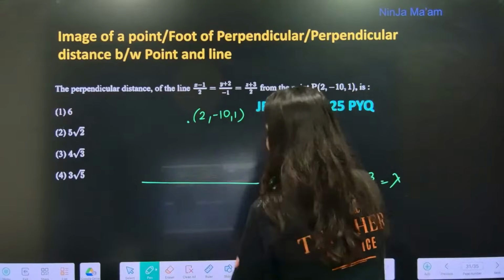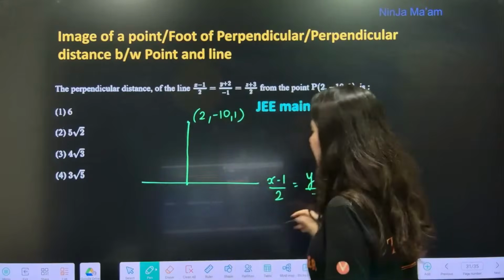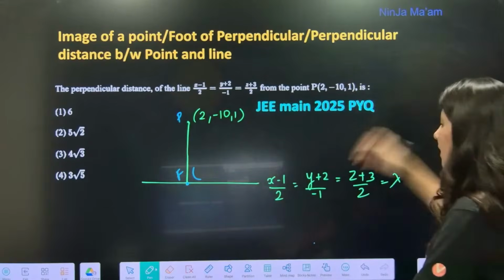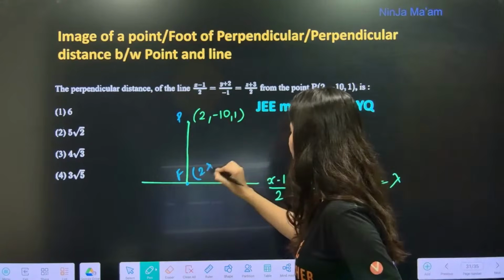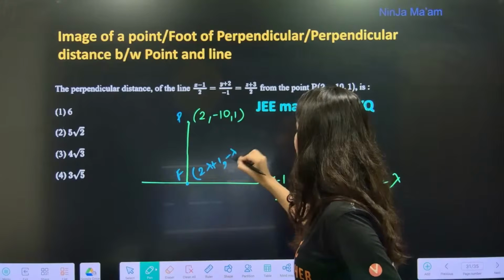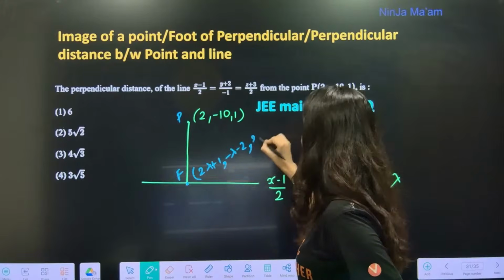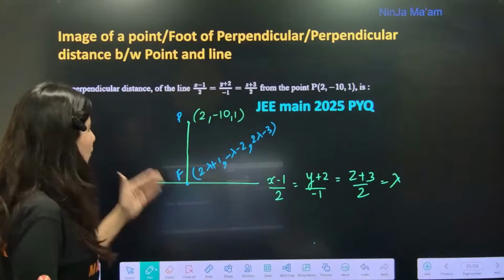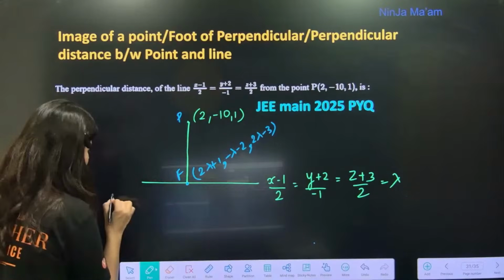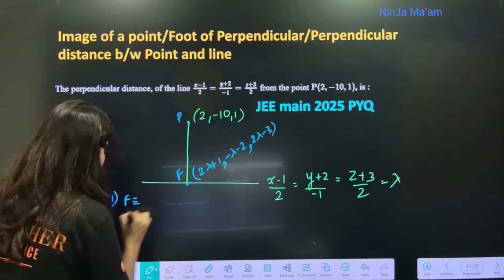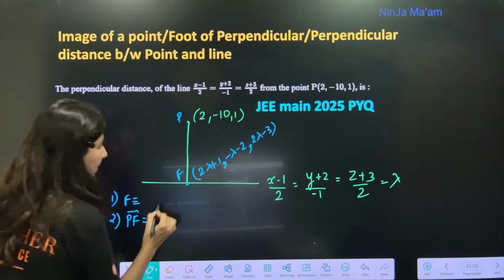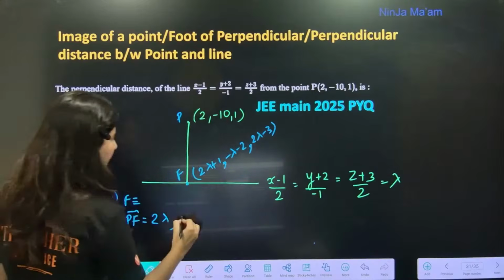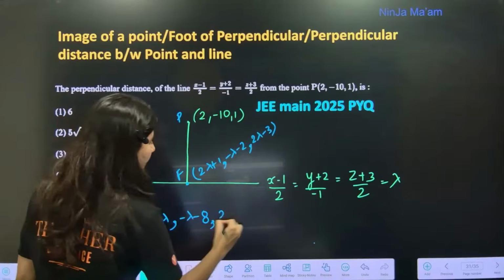The first thing is assume F. This is P, this is F. So assume F: 2 lambda plus 1, minus lambda minus 2, 2 lambda minus 3. Now the moment it is here, now the PF vector. So first step, assume F. Second step, PF vector. Everybody tell me: 2 lambda, minus lambda minus 8, 2 lambda minus 4.